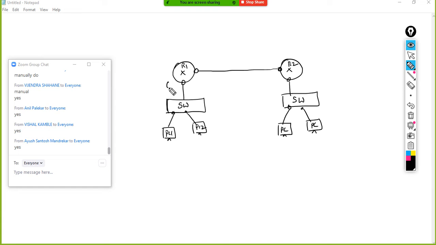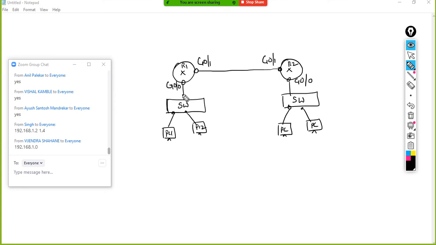So now, can you help me out? What is the IP addresses we will configure here? For example, in router 1, we have two interfaces. One is gigabit Ethernet 0/0 and the other one is gigabit Ethernet 0/1. So can you help me out? What are the networks we are going to configure here? For 0/0, what is the network we will configure, guys?